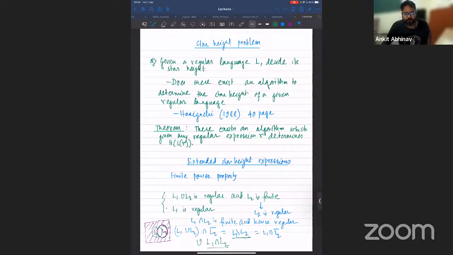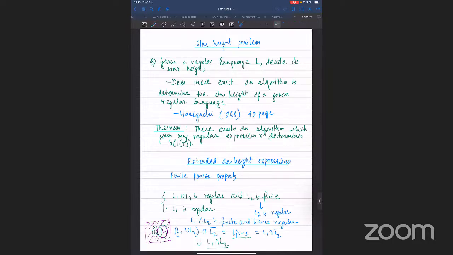So essentially you have to take L1 minus L2, and L1 intersection L2. The only tricky part is L1 minus L2, which you can write this way: L1 union L2, which is given to be regular, intersection L2 prime. Then you take the union with the intersection part. It's all standard closure properties that we saw, and it becomes regular. Clear? Okay.